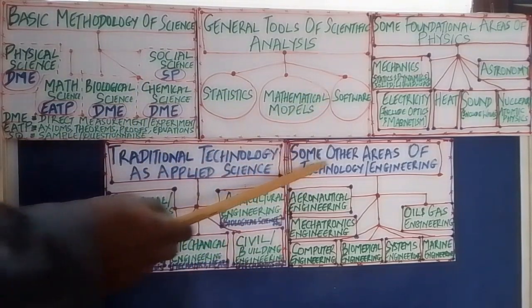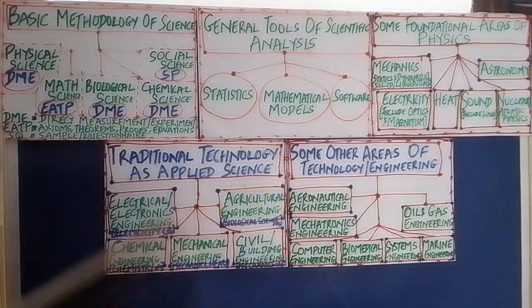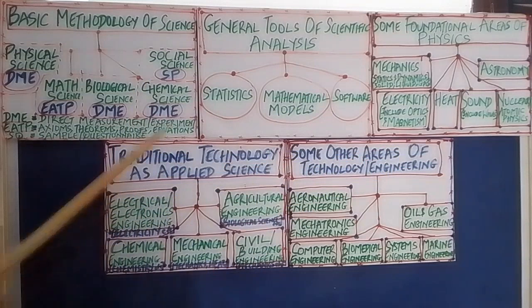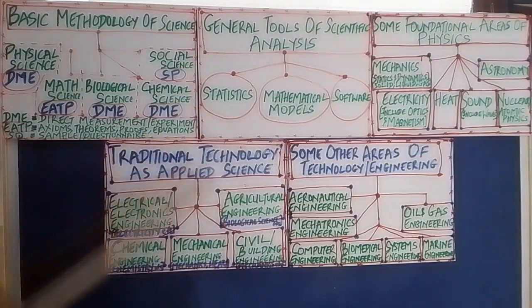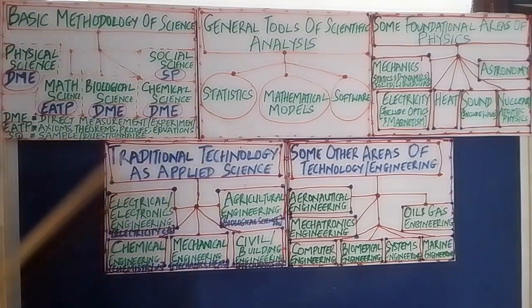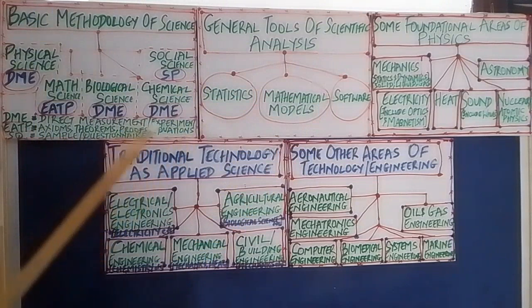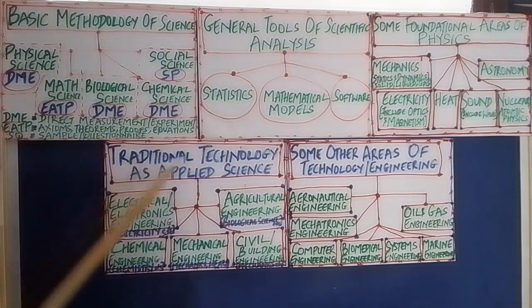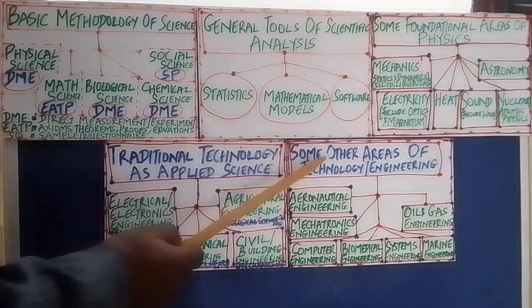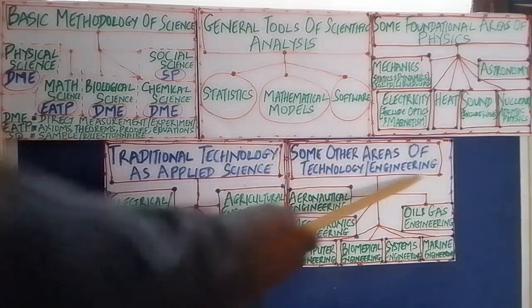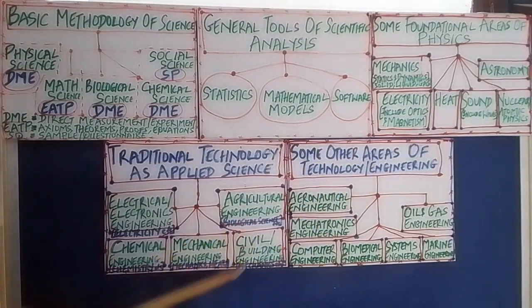Then we want to look at some other areas. This is just a simplified form. Of course, these days you have so many areas of engineering within the same field, so many others are coming up. But we are talking about the traditional areas, so that we can just look at that. And then we just felt we should include some other areas of technology engineering that we have not mentioned here. Of course, there are so many. Of course, we cannot list all of them.